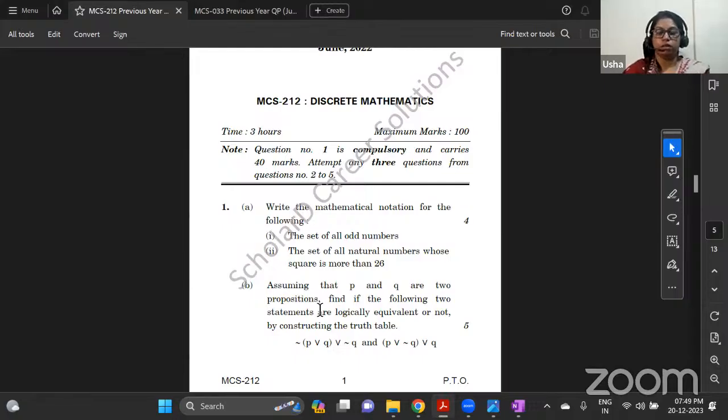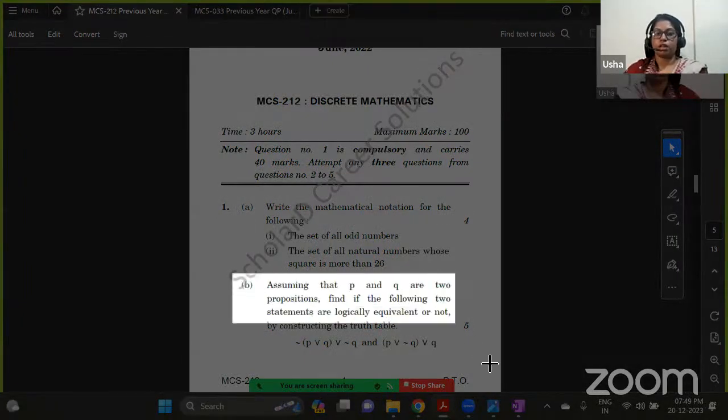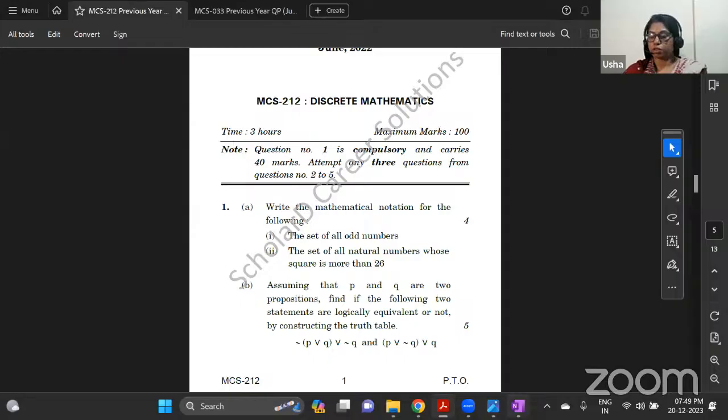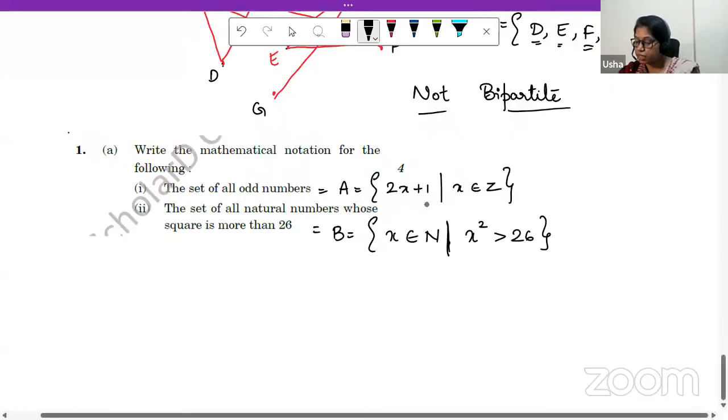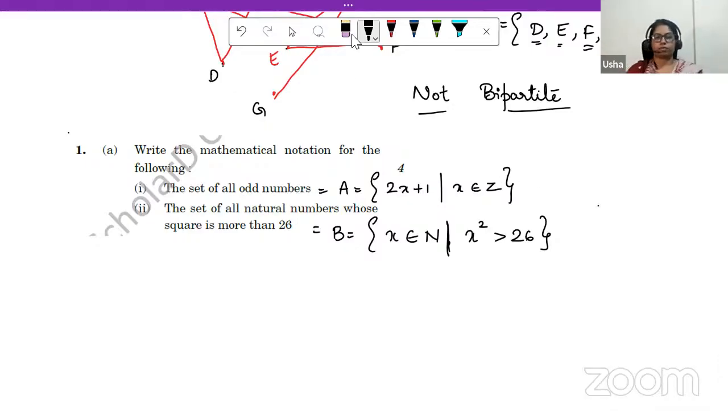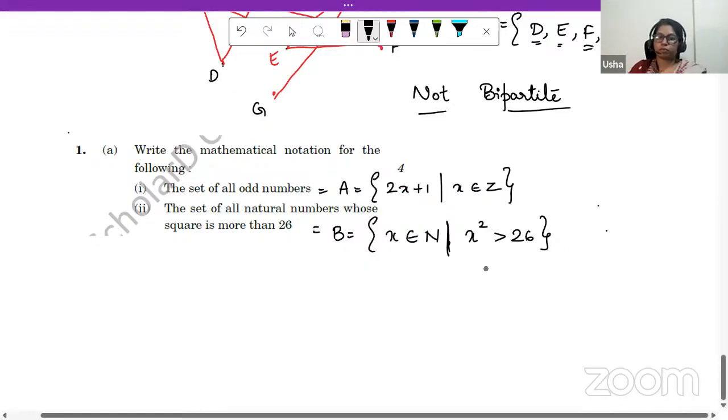Truth table. See, for many questions, the procedure will be same. To write x greater than 5. Can we write like this? Yes, you can write. You can also write x greater than 5.